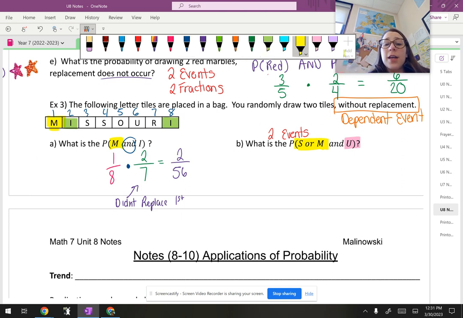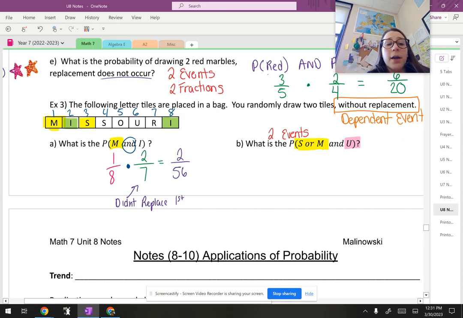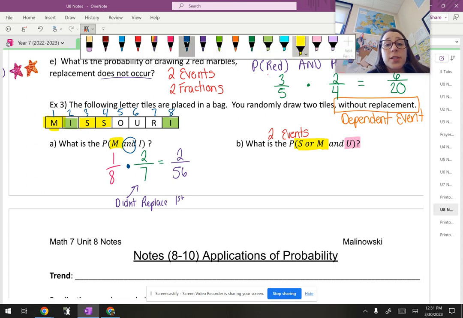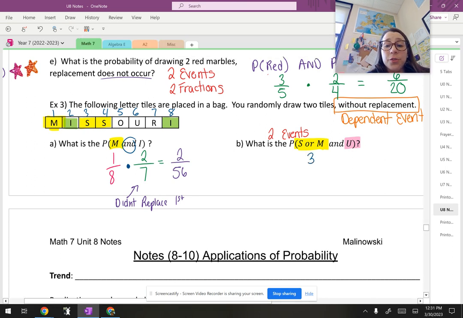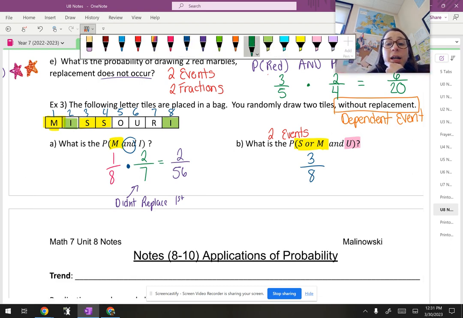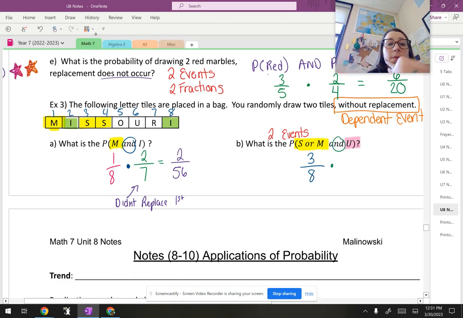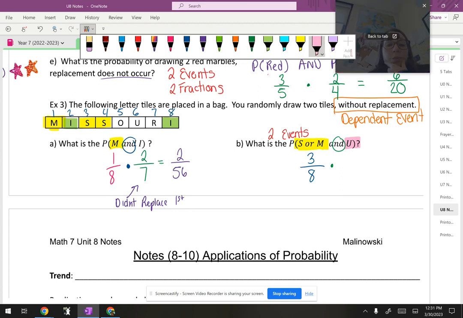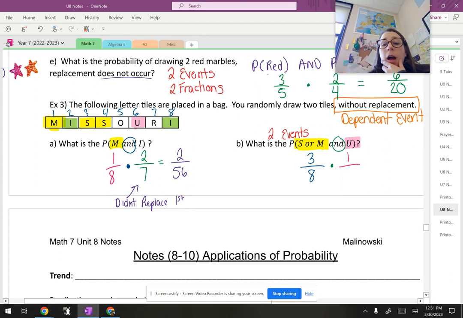So starting first, S or M, I've already got my M highlighted, and then I've got 2 S's to pick from. So that's 3 tiles out of 8 total. And "and" tells me I need to be doing multiplication. The U, there's only 1 U, so that's 1 U out of how many tiles total?